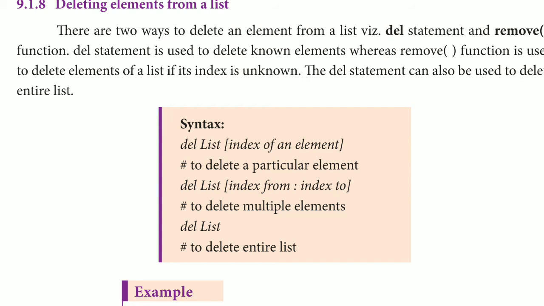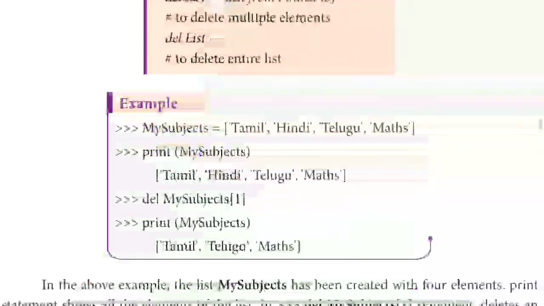Next is del with an index range. If you want to delete from the third position to the fifth position, or from the second position to the sixth position, the in-between elements in the list will be deleted. Index position is necessary when you use the del keyword. The third example is deleting the entire list: del list name. This delete option will remove the entire content of the list. Now we can see an example here.